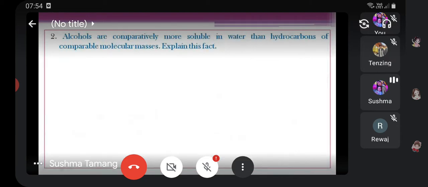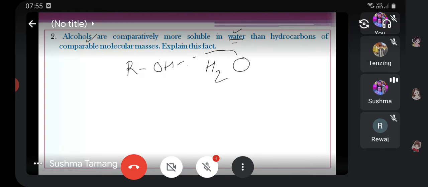Next, alcohols are comparatively more soluble in water, so we talk about solubility, which relates to hydrogen bonding. Why is alcohol soluble in water? You know the formula of alcohol, ROH, so OH is there, and it can form a hydrogen bond with water. Any species or compound that forms hydrogen bond with water is soluble.